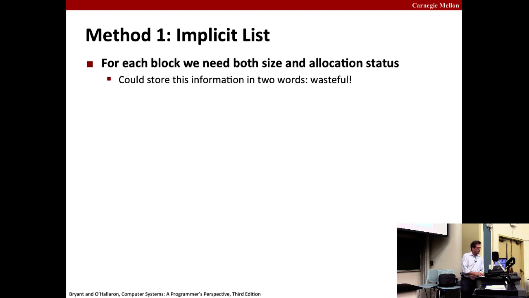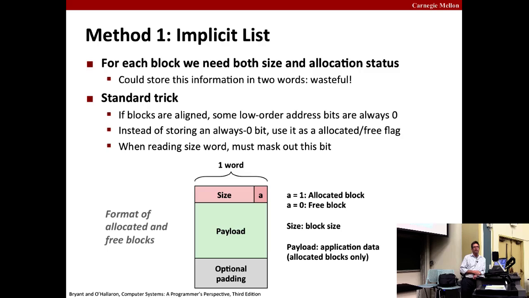So with this implicit list, we're going to need both the size of the block and its allocation status, whether it's allocated or free. Now, we could do this in two words, right? But that would be wasteful. So the standard trick is to take advantage of the fact that blocks have to be aligned. It's kind of a pain in the neck to always have to align these blocks, but we can take advantage of it in this case. The reason is that if a block is aligned to, say, an 8-byte or 16-byte boundary, then the low-order bits are always going to be 0.